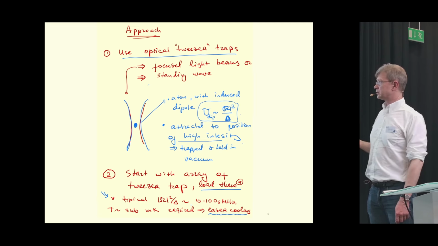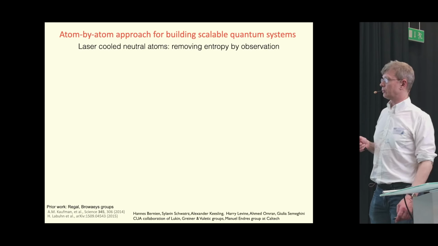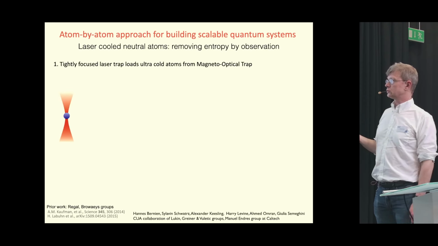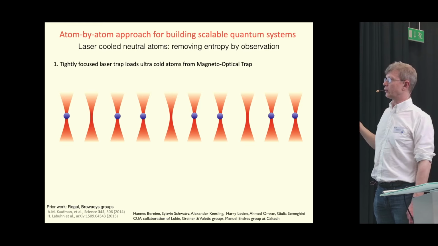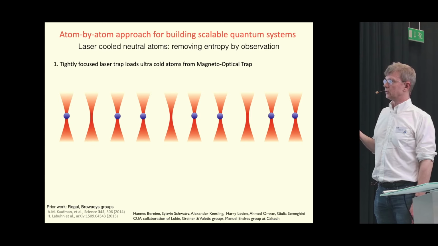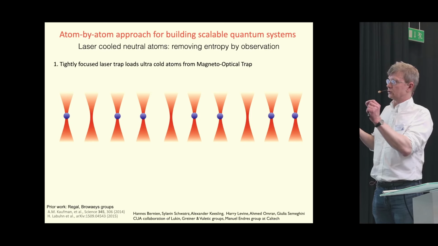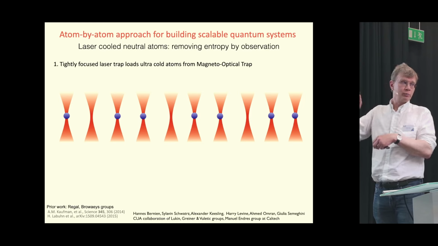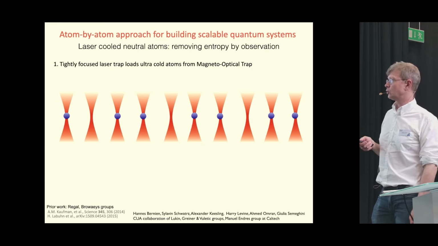Starting with this, one can think about an approach where you start not with just one tweezer but with a whole array of tweezers, focused very tightly, such that atoms are attracted to these highest-intensity points. In fact, you can focus the tweezers so tightly that in each given trap you can have at most one atom. If you have two atoms, they will interact and at least one of them will be ejected with high probability.